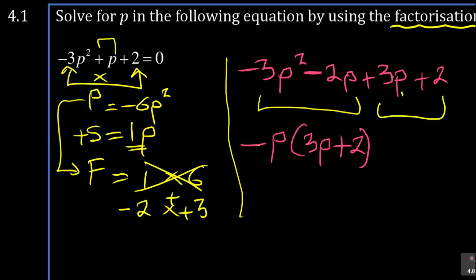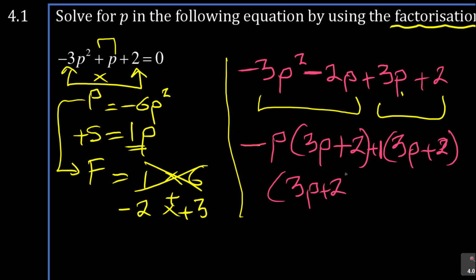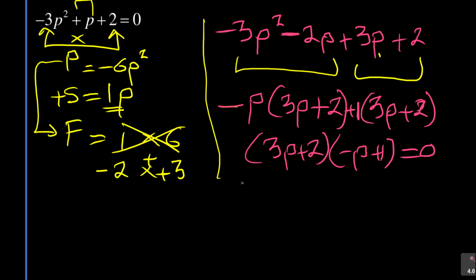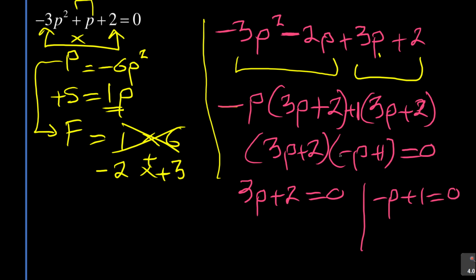Now you see 3p plus 2 is appearing again here as 3p plus 2. So what I took out, you take out a plus 1, because 1 doesn't change anything. So when I factorize that, it is 3p plus 2, and then on the other side is minus p plus 1. This, remember, equals 0. Now we have to solve for p. So either 3p plus 2 is equal to 0, or minus p plus 1 is equal to 0. That bracket is 0, that bracket is 0.